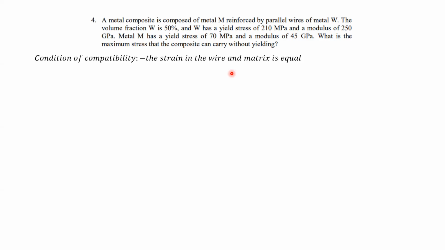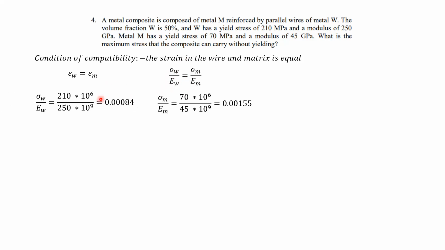So the first thing you have to state is the condition of compatibility. Essentially, the strain in the wire should be equal to the strain in the matrix. And strain, as you know, is the ratio of stress and Young's modulus. We are given the stress and the Young's modulus for both, so using those, we can calculate the strain in the wire and the strain in the matrix. Clear up to this point?